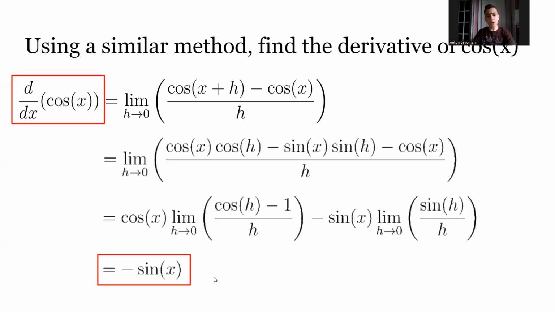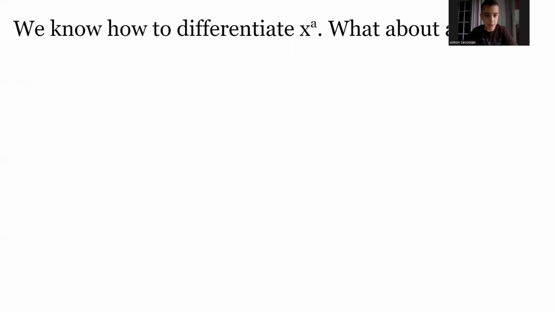So the derivative of sine of x is cosine of x, and the derivative of cosine of x is minus sine of x. Initially I found it a bit hard to remember the minus sign, but the derivative of cosine of x is not sine of x, it's negative sine of x. Okay. So that's cosine of x.